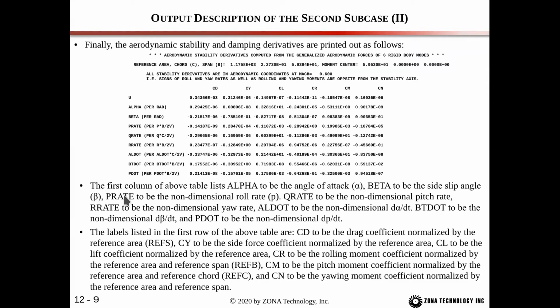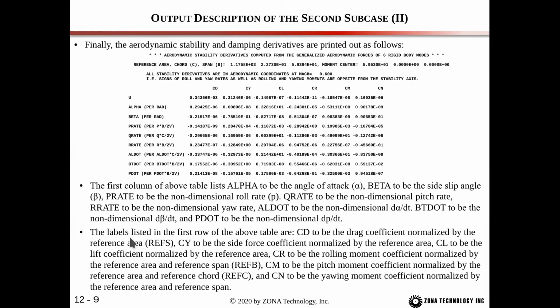So the first column lists, let's see, this should be the first row. Actually, the first row is alpha. First column is the drag. So this is everything due to drag. So CD alpha, CD beta, CD P rate, Q rate, and so on.